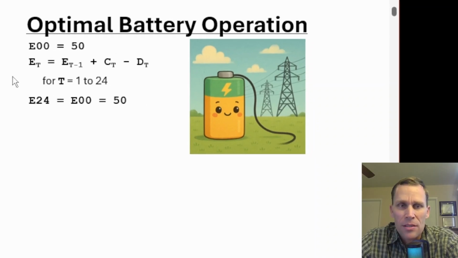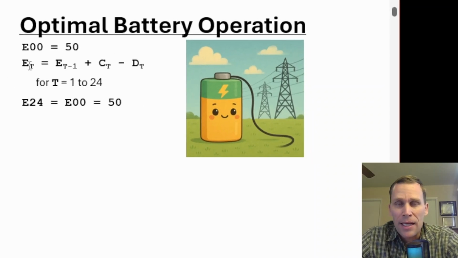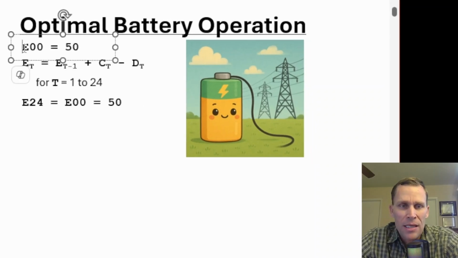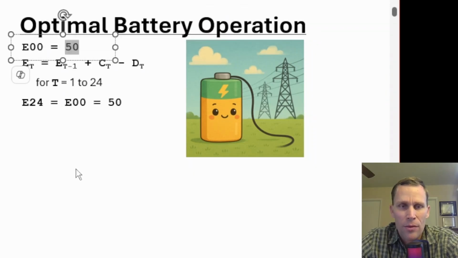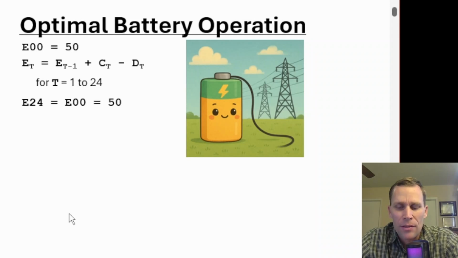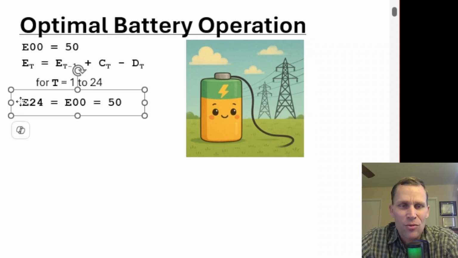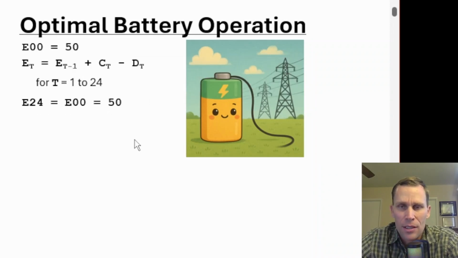Okay, so what I have on this slide is my state dynamics equation. The energy, E, is going to start at 50, so we'll call this kilowatt hours. So E00 represents the starting energy, with the 00 representing the hour. That will go up to 24. So E01, E02, and so on up to E24, which I'm also going to set as a constraint to be the same value as E00, which is going to be 50 kilowatt hours.